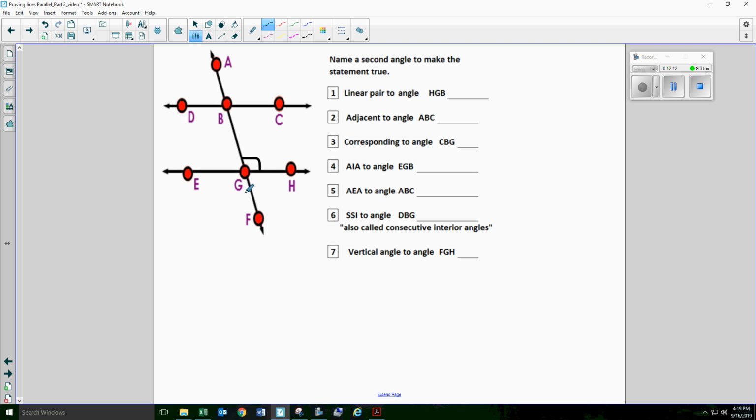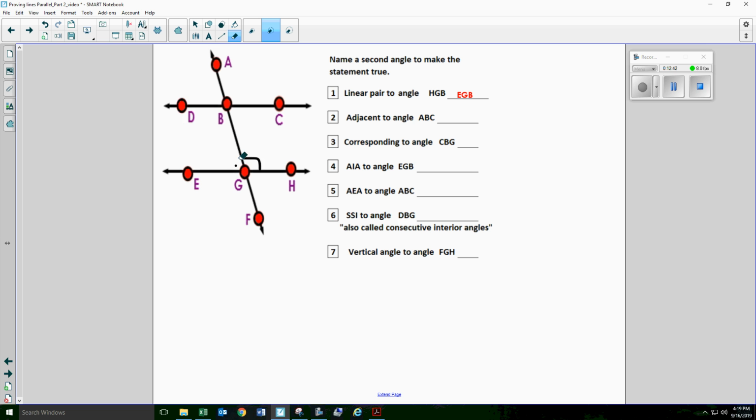We want a linear pair. Well, a linear pair is adjacent and forms a line. So I can use this angle, forming that line, or I can use this angle, forming this line. Your choice. It just says name a second angle. So if we want to name that angle, EGB, or don't forget I could have gone BGE, and that would be this one right here. Okay, so that's that one.